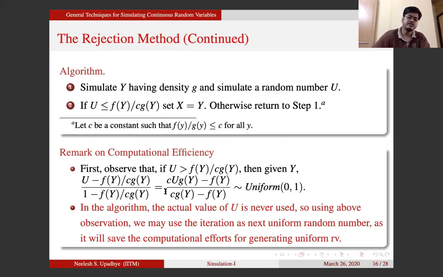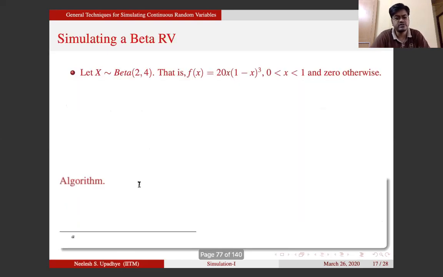Okay. Now let us try to demonstrate the applicability of this method for a beta random variable. So you have a beta random variable and you are trying to simulate something related to it. In particular, you have a random variable which is beta(2, 4). f(x) is given by 20x(1 - x)^3. A beta random variable has support in 0 to 1, so it has a bounded support.